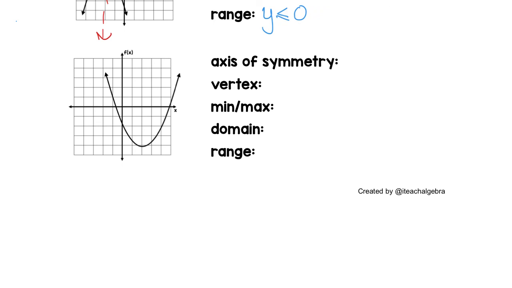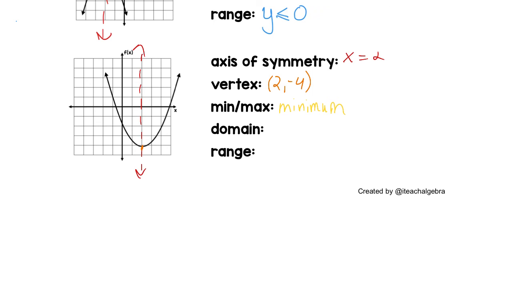All right, this one, axis of symmetry. Looks like it's right there. That's x equals 2. Vertex, way down here. It's not exactly on the line, but we're going to pretend it is. So that's at 2, -4, maybe. Minimum or maximum? Definitely a minimum.